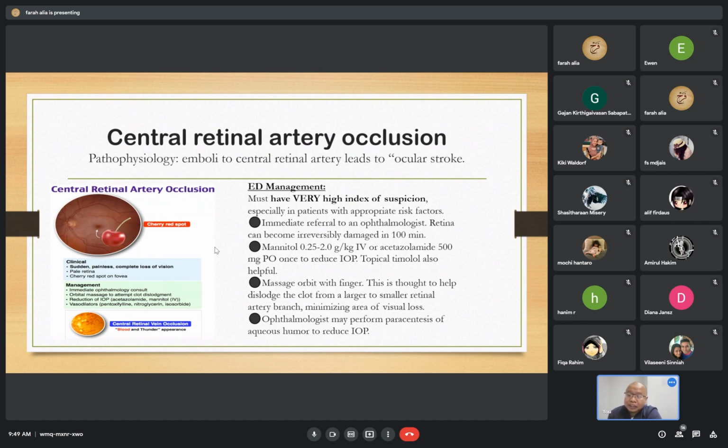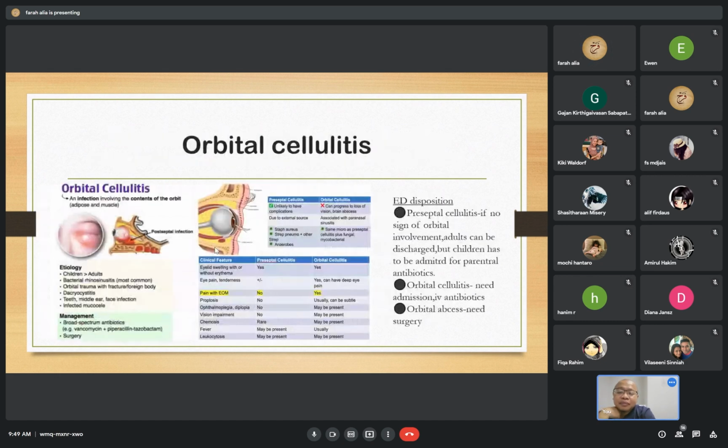So when you refer, ophthalmology will also ask. And of course if, when you refer, you say there is blood and thunder appearance, there is cherry red spot at the fovea, it is more convincing. Okay, carry on. Okay, for the last one is for the cellulitis.